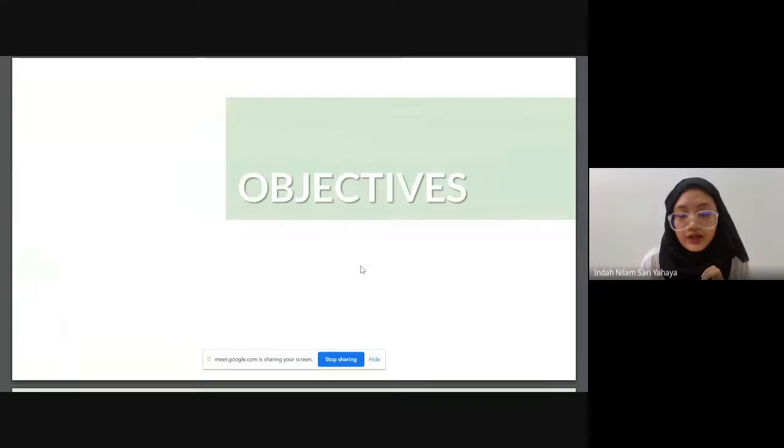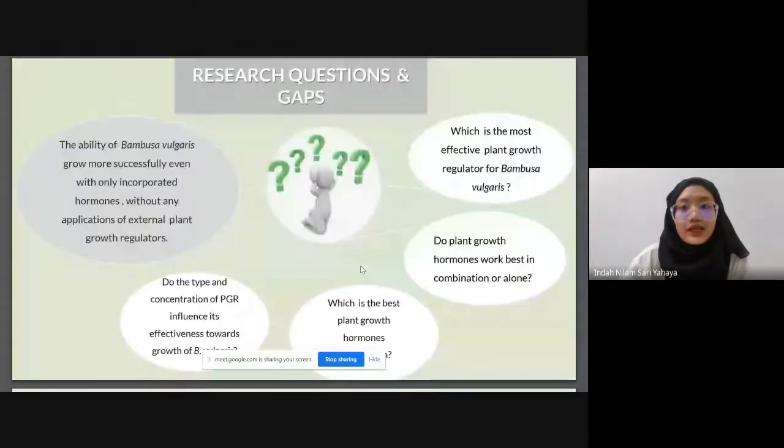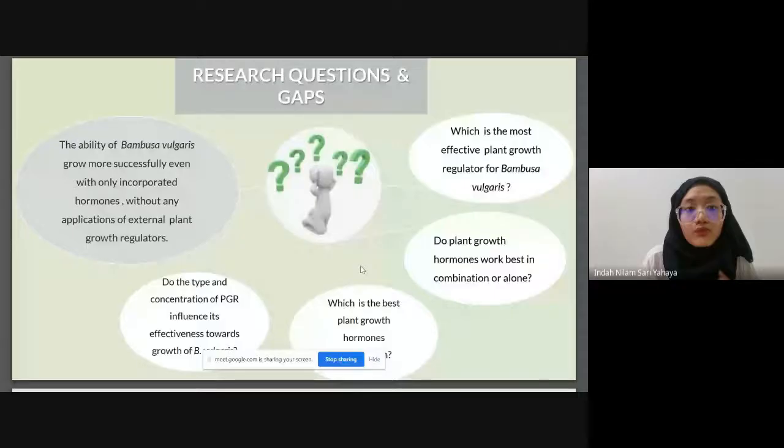The objective of this review article is to review the plant growth hormones effective for Bambusa vulgaris, which is useful to enhance the existing experimental research and study protocols, apart from improving the quality and quantity of the mass propagation of Bambusa vulgaris. The research gap that exists is that Bambusa vulgaris can grow successfully even with only incorporated hormone without any application of external regulators.